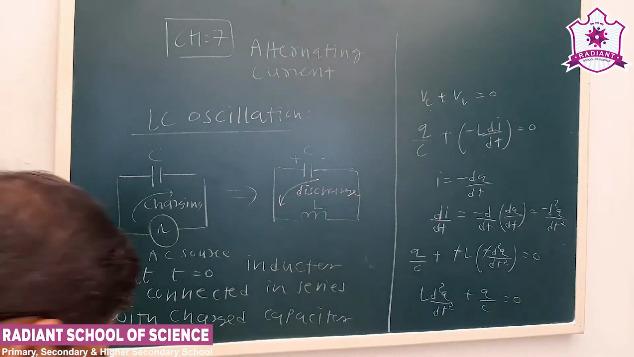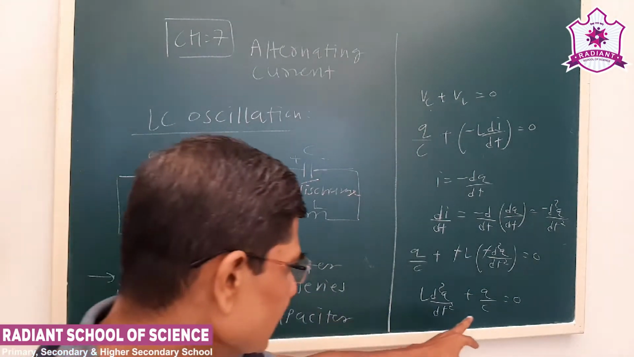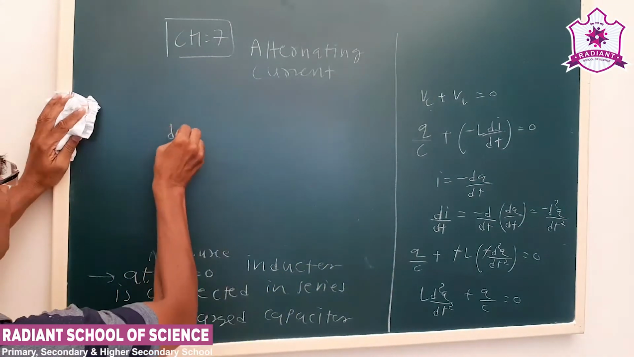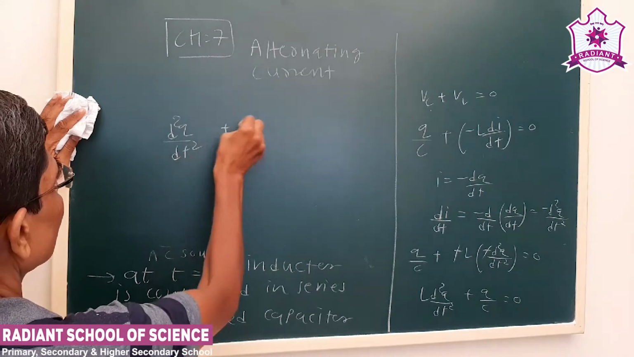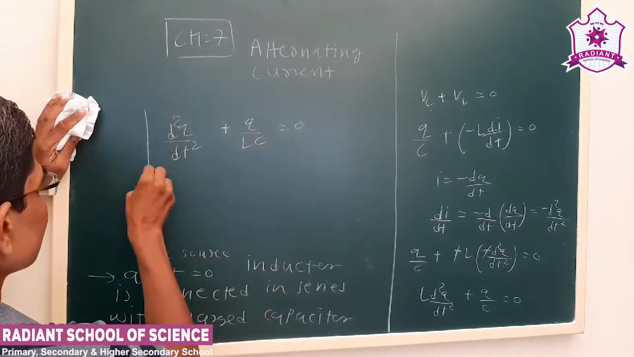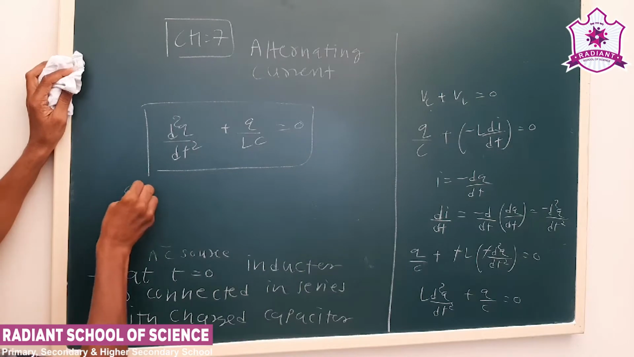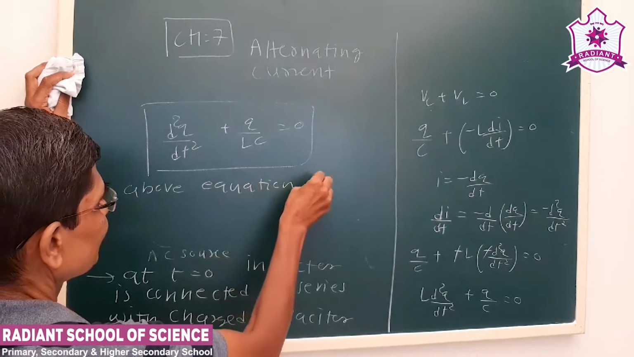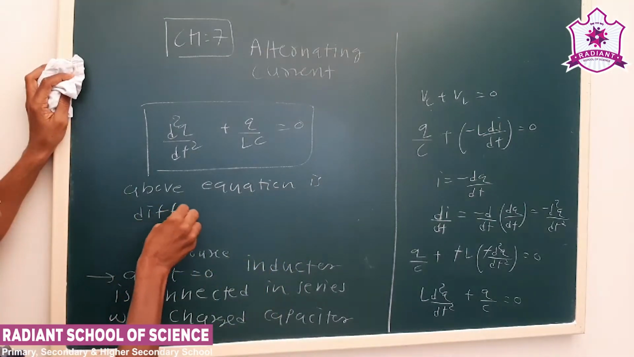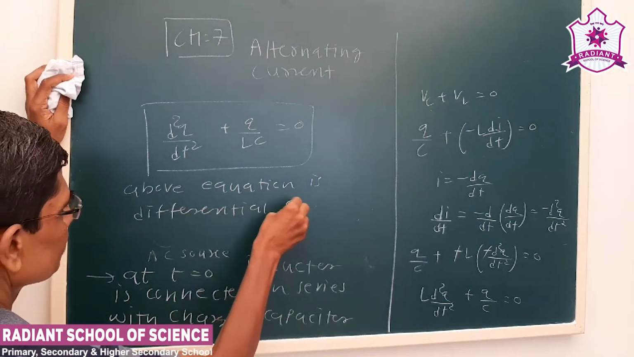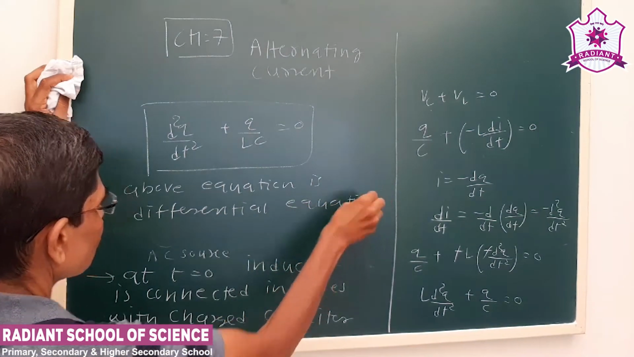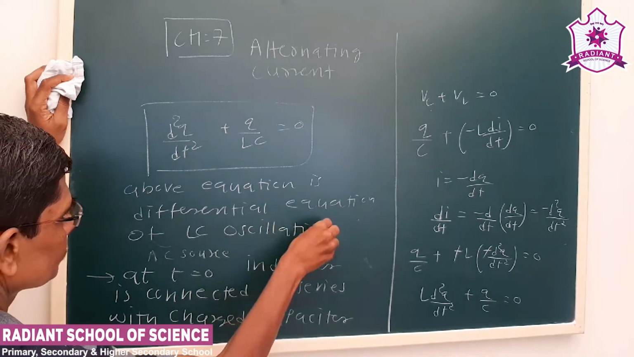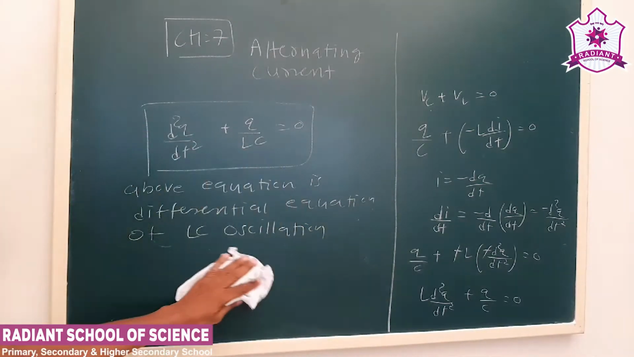Now we can divide this equation by L. So it will be d square q by dt square plus q upon LC is 0. Okay, see, the above equation is the differential equation of the LC oscillator. Now this can be asked in a 2-mark question.